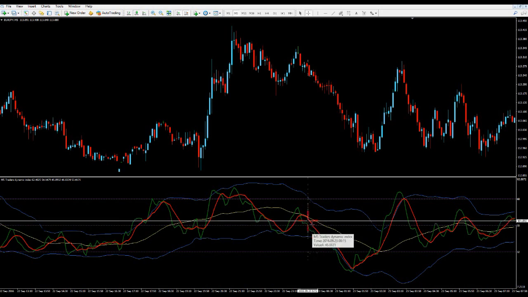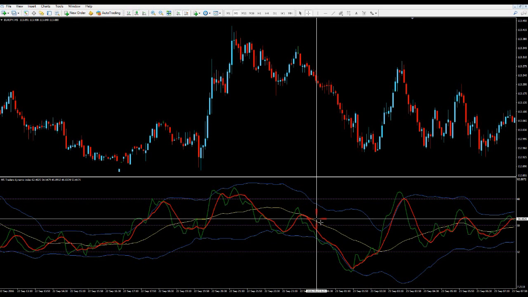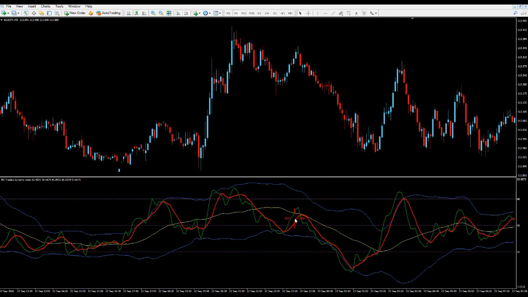So as you can see, the rules are the opposite, but the focus is on the yellow line first. If it's going down, you wait for the red line to get crossed by the green from above, and if it's going up, you wait for the green line to cross the red line from below.